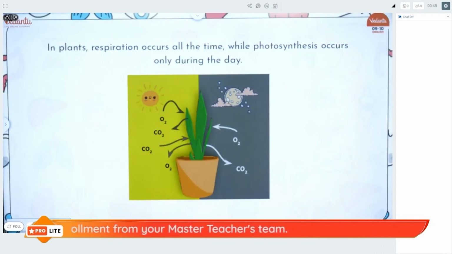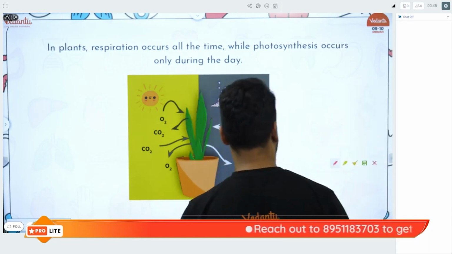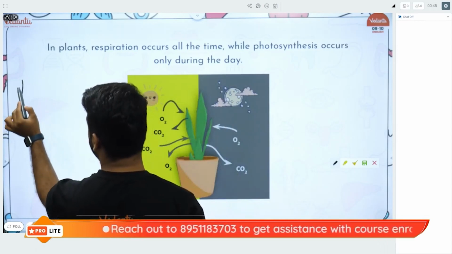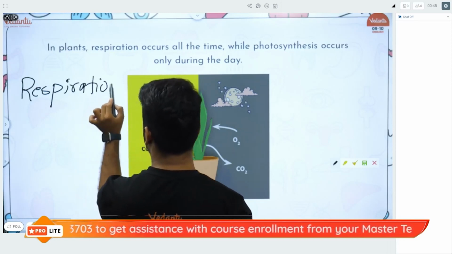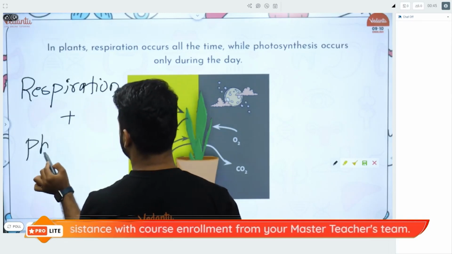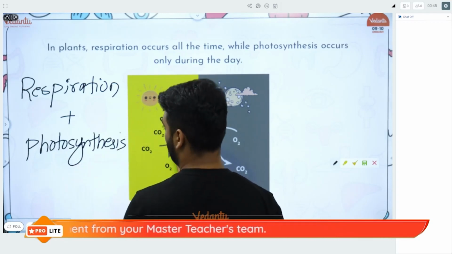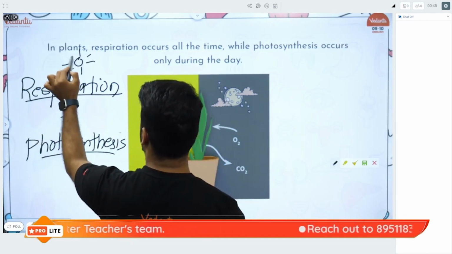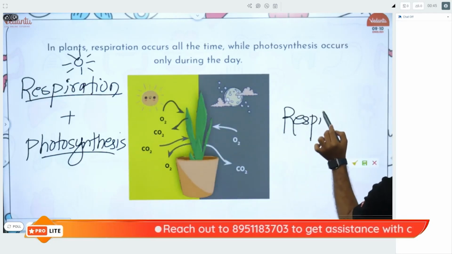Now, in plants, respiration occurs all the time, but photosynthesis occurs only during the day. So if I tell you on a blank slide what exactly happens. I have got respiration and photosynthesis happening during the day. Right? This is during the day. And then I have got only respiration happening during the night.